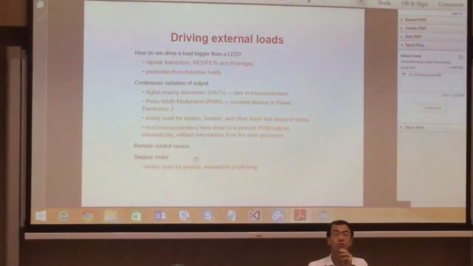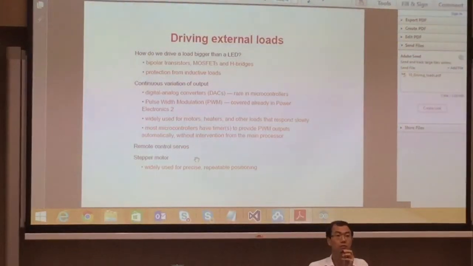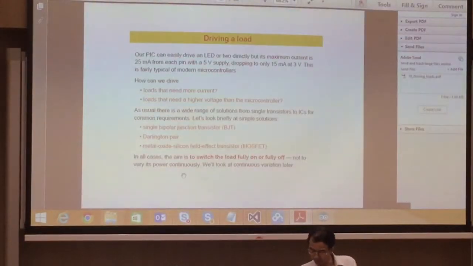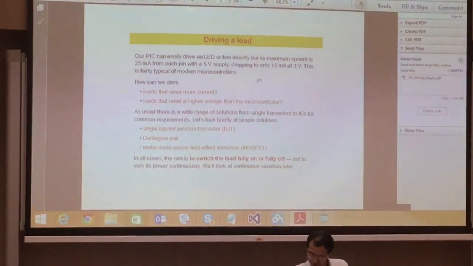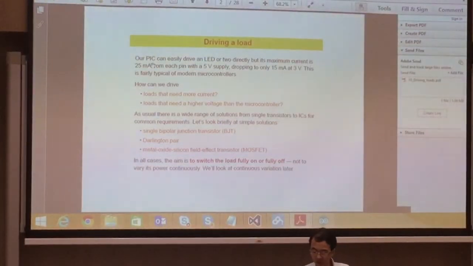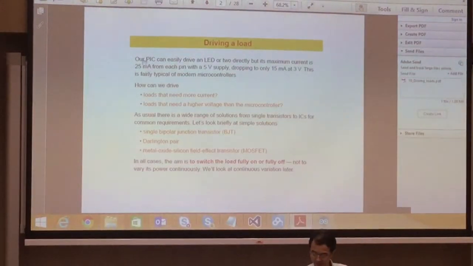So how do you control motors? How do you control the movement of motors? This is actually a very important topic for you. Okay, so how to drive the load? Again, you can see the notes here are somewhat outdated, so we still mention the PIC, but anyway, this is almost the same as our Arduino.